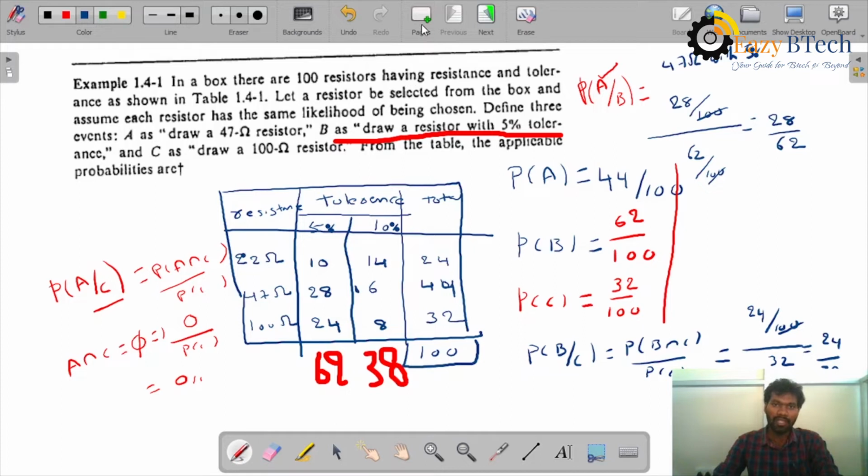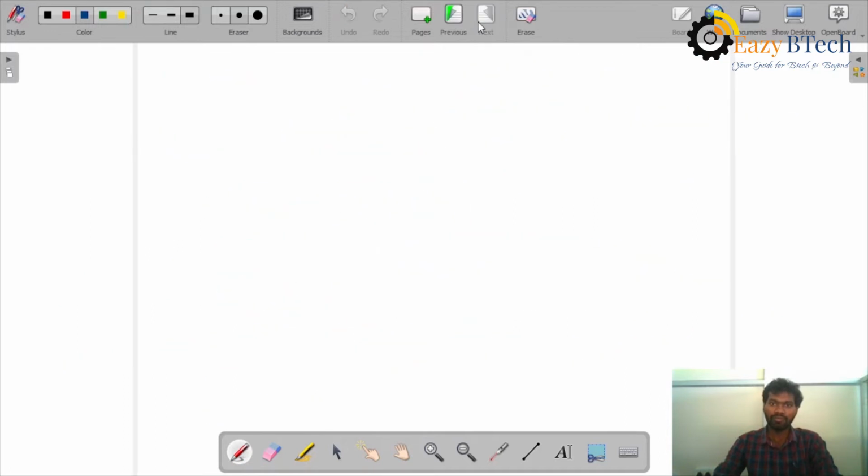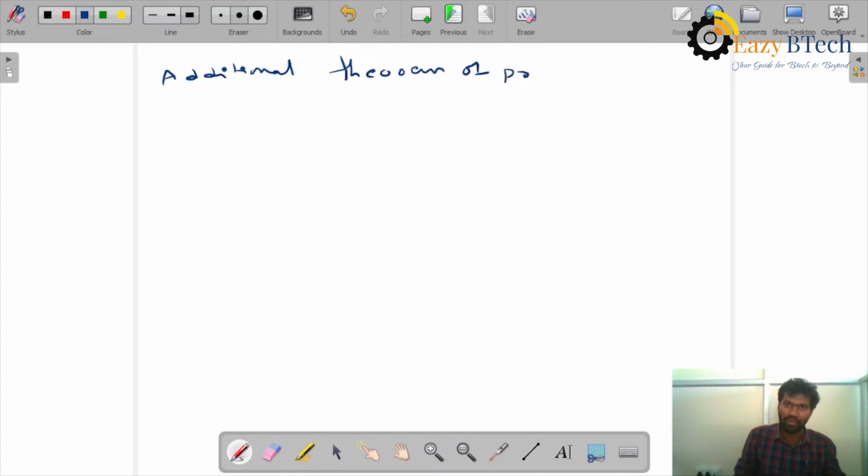So moving on to the next one. The next concept is the addition theorem of probability.